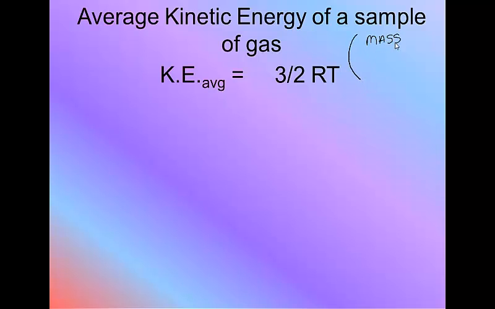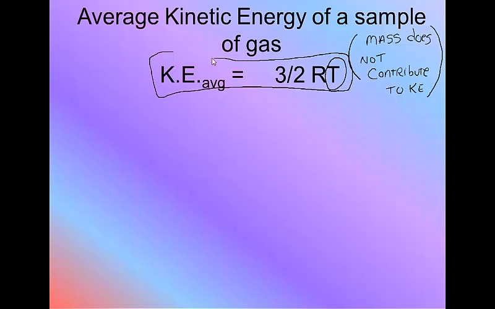Mass does not contribute to kinetic energy. Only temperature. Only temperature. That means if you have 6 samples of different gases at the same temperature, they will have the same average kinetic energy. The only variable in this equation is temperature. Because of course R you should recognize.